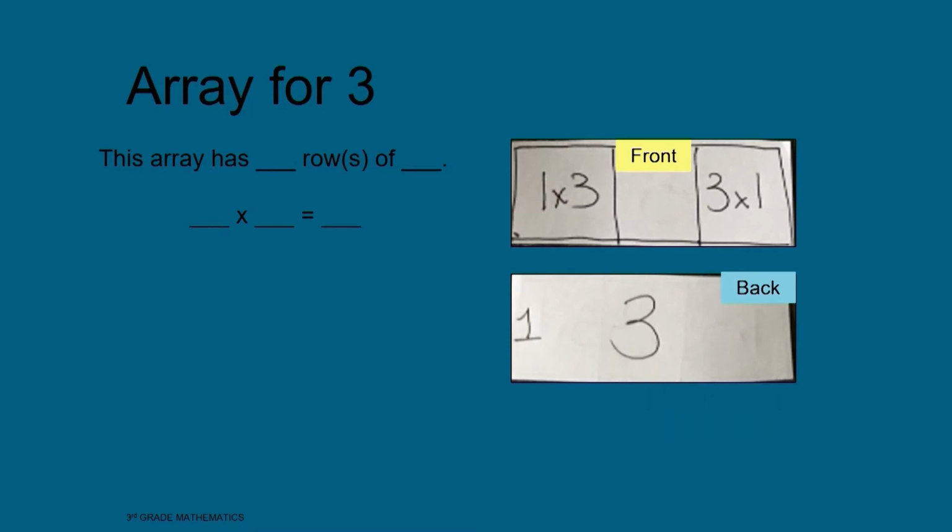Here is the array for 3. If we look at it this way, how can we describe it? There is a sentence frame to help you. This array has rows of. Now you give it a try. Say the sentence and fill in the blanks to describe this array. Then say the equation that matches it. So we can say this array has one row of 3, which is 1 times 3 equals 3.